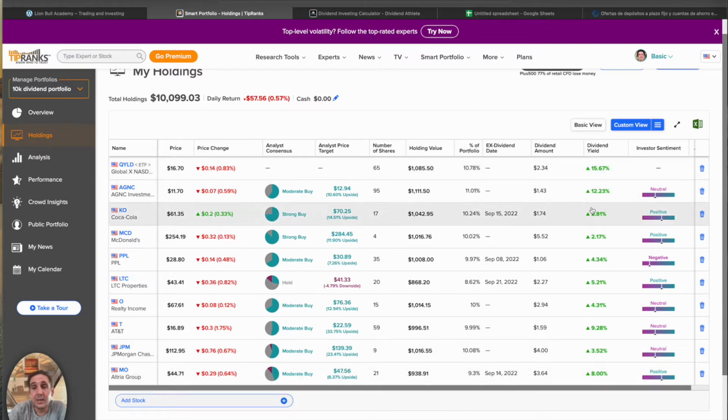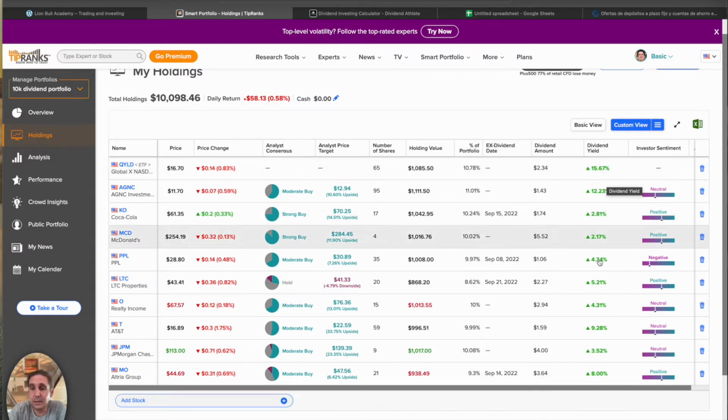Each one gives a different dividend yield. The highest is 15.67 and the lowest is 2.17. This is the yield of dividends.